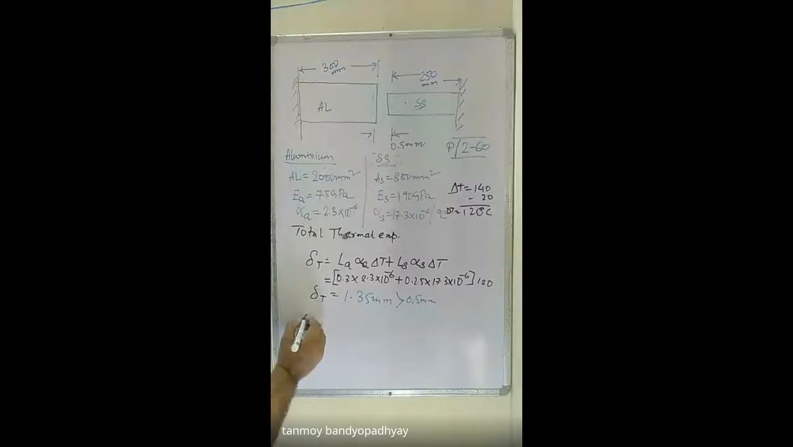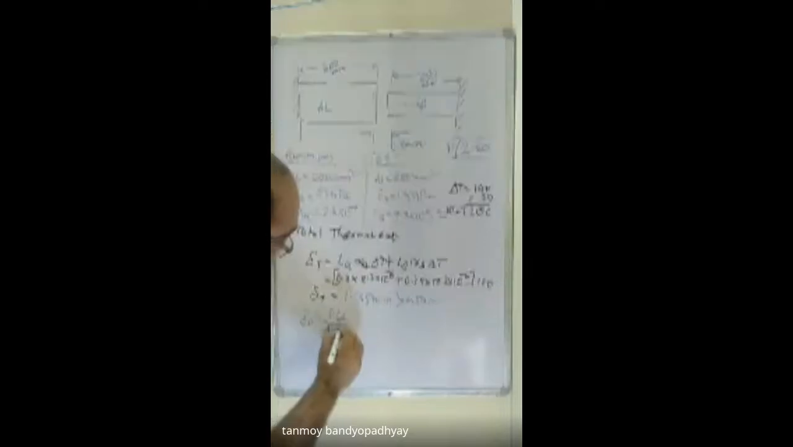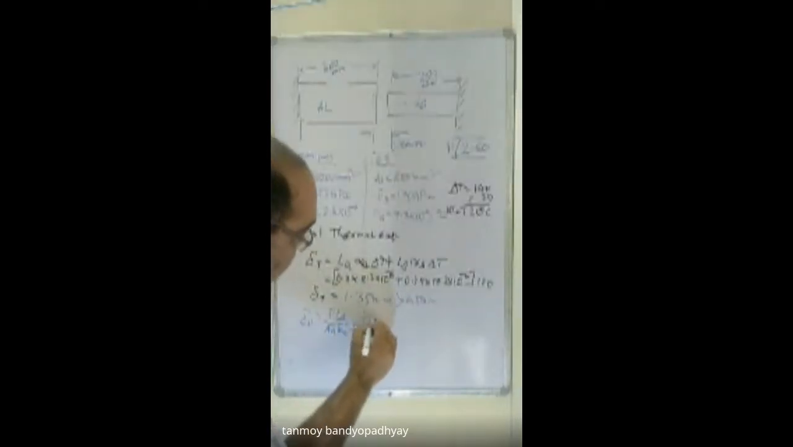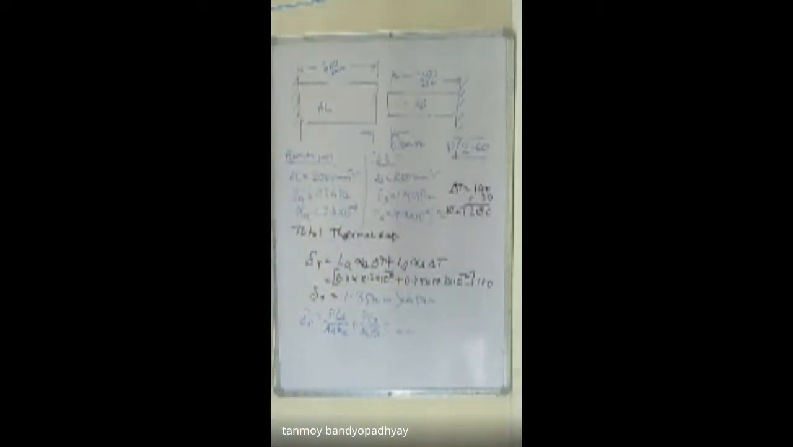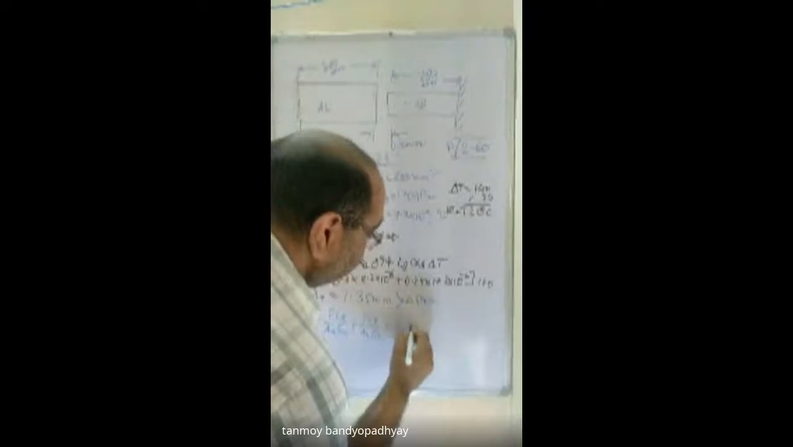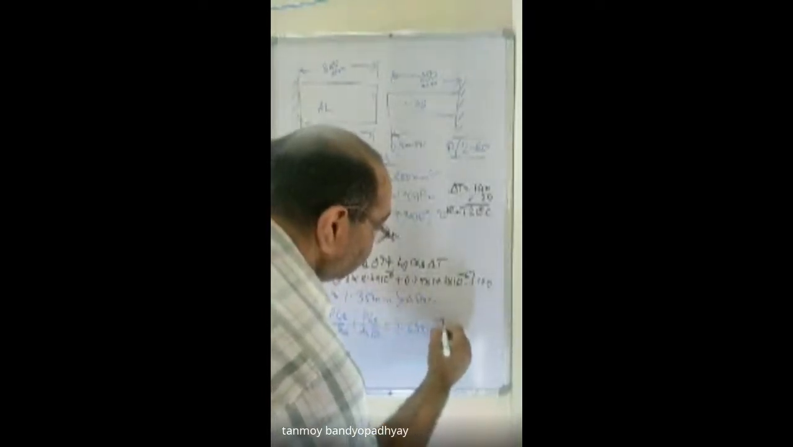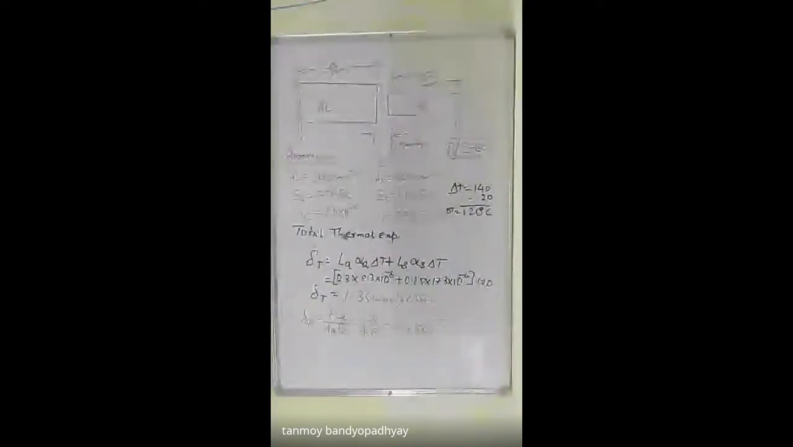So delta P will be equal to P into LA divided by AA into EA plus P into LS divided by AS into ES. So just calculate this one, put all the values, you don't know P. So it will be something in terms of P. So it will come out to be 3.65 into 10 to the power minus 9 P. ठीक है? So as you can now understand, the total thermal expansion minus the compression should be equal to the gap. Okay, see it's done in the note actually. So from there you can calculate the value of P.